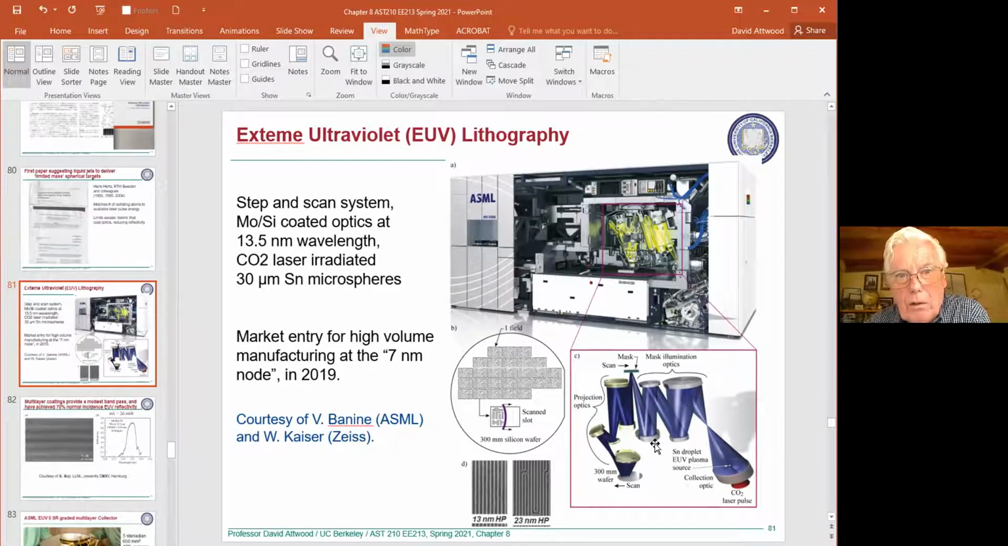So let me go over briefly for you some of the components. One, it's a so-called step and scan system, which is shown here. This is what a wafer would look like, 300 millimeter silicon wafer.